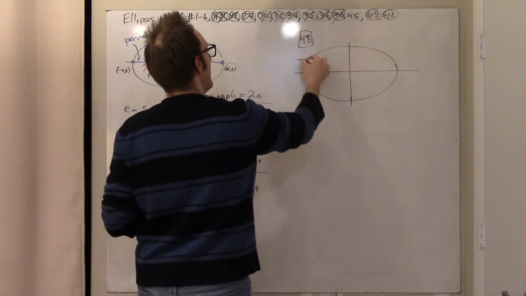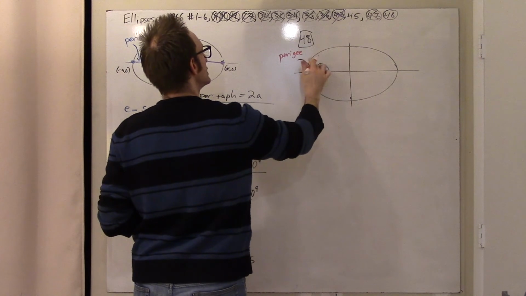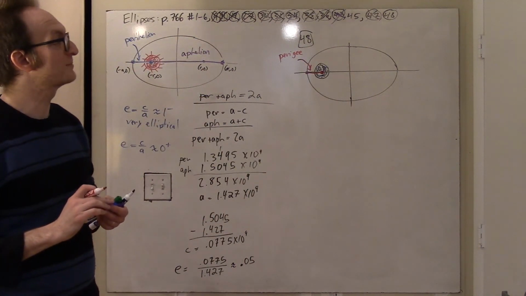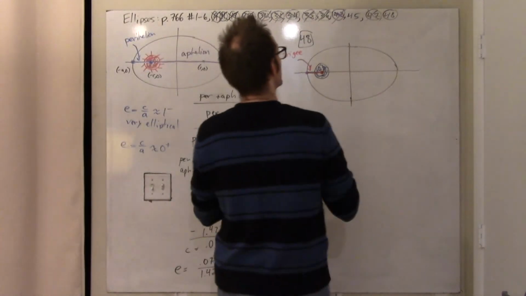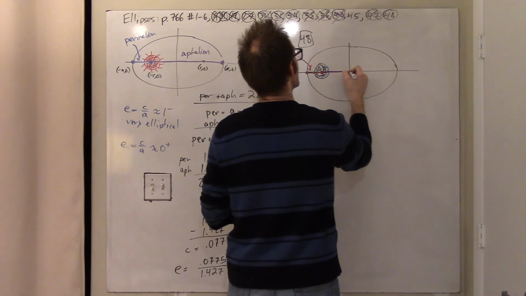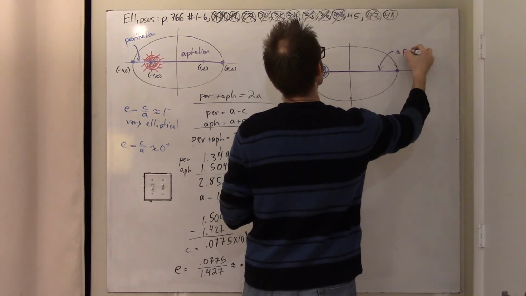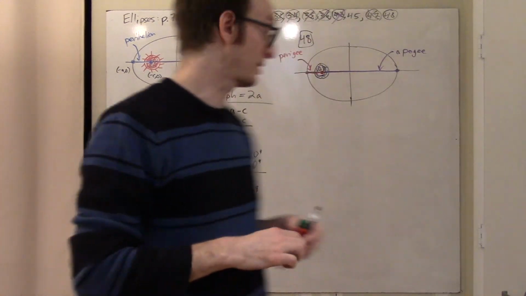But the perihelion is, no, it's not called perihelion now, it's called perigee. The perigee is now G like geo, like Earth. It's the closest point that an object orbiting the Earth is to the Earth, and apogee is the farthest point that an object orbiting the Earth is from the Earth.